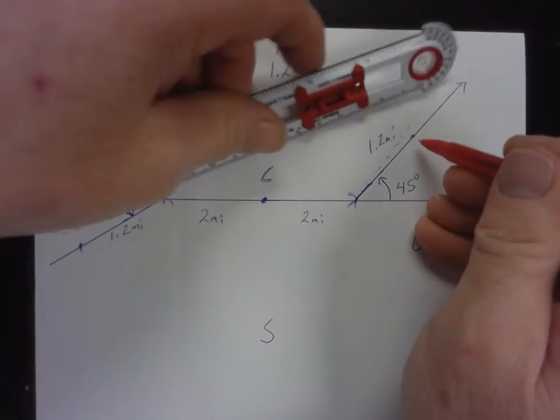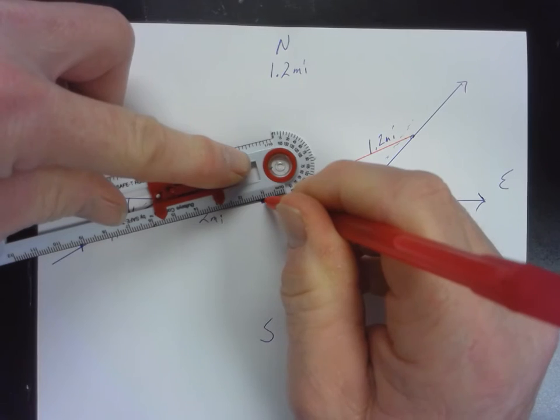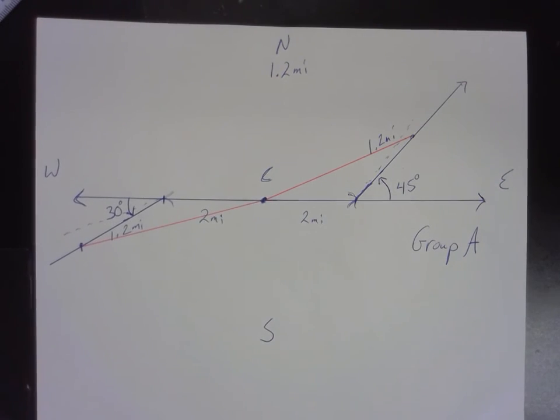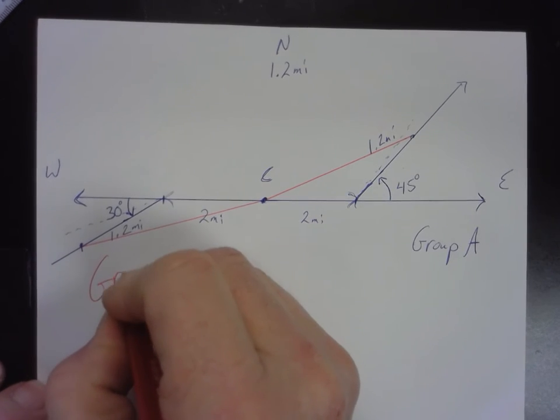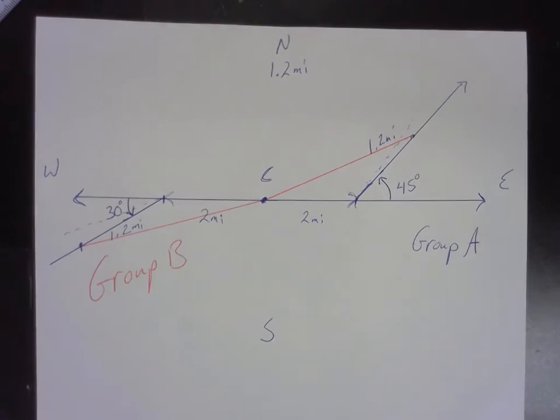And then we have to think about, okay, who's farther from home? Who says A? If you won't talk, I'll make you read. Who says group A is further from home? Everyone looks around. Who says group B is further from home?